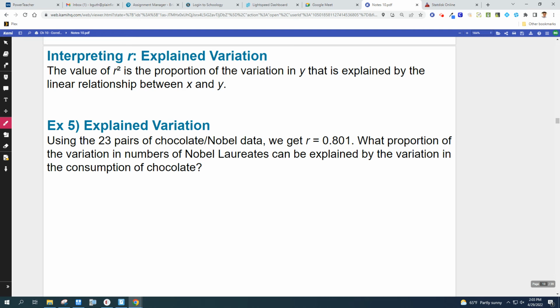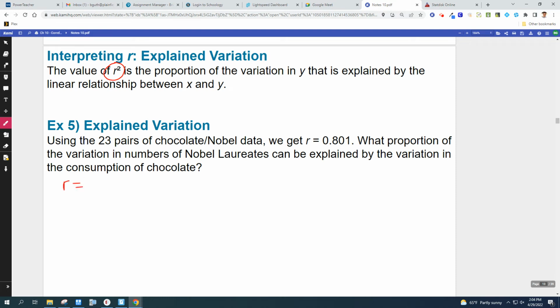The value of r squared, sometimes we'll see r squared instead of r, but the value of r squared is the proportion of the variation in y that is explained by the linear relationship between x and y. You might want to read that again. So we've got example 5. Using the 23 pairs of chocolate/Nobel data, we get r equals 0.801. What proportion of the variation in numbers of Nobel laureates can be explained by the variation in the consumption of chocolate? Well, that's just r squared.